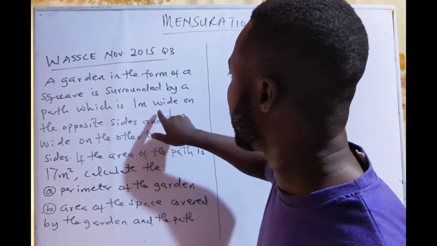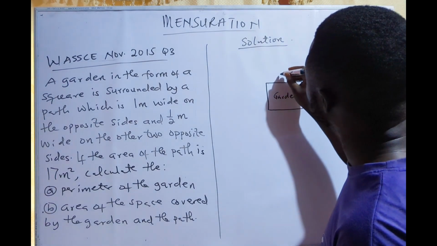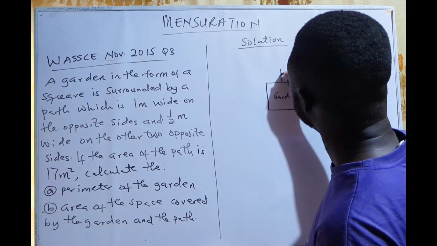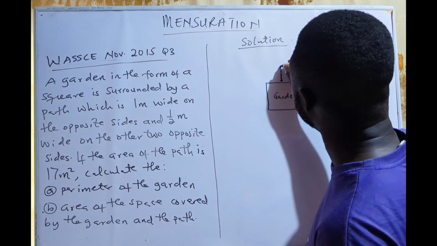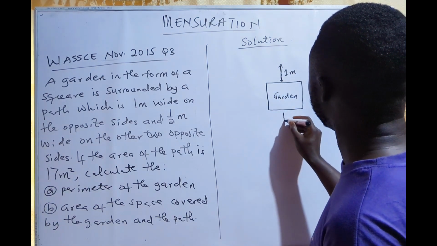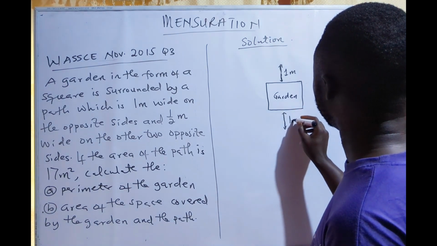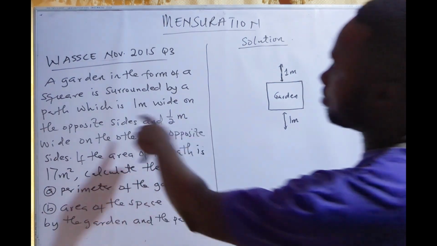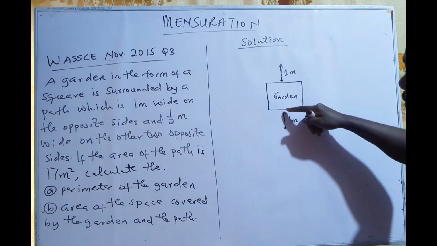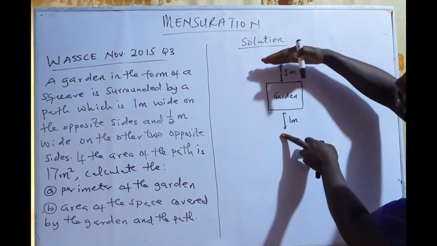Surrounded by a path which is 1 meter wide on the opposite side. So the opposite side here, the path is 1 meter wide. Let's say at this side is 1 meter. The path is also here, the opposite side at this particular side too. The path is 1 meter. So this side, the path is 1 meter from the garden to this. That is the path, 1 meter. This side too, 1 meter.